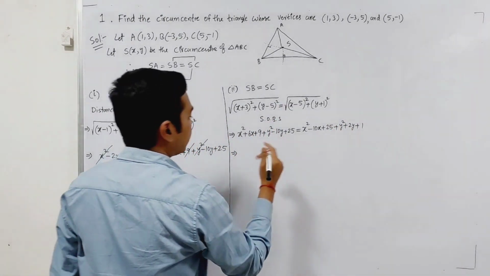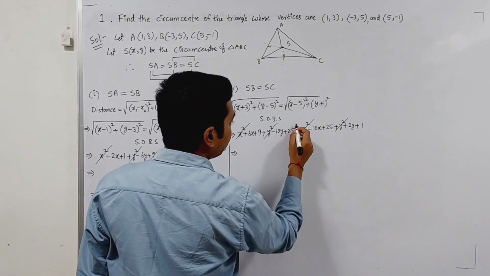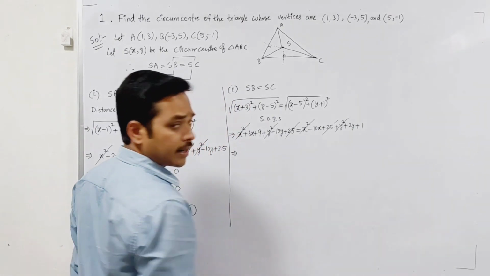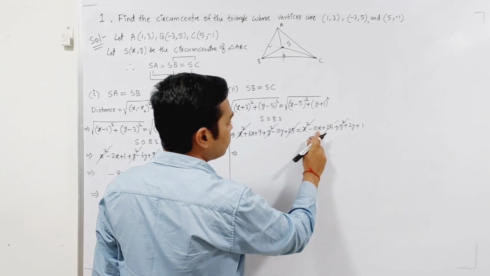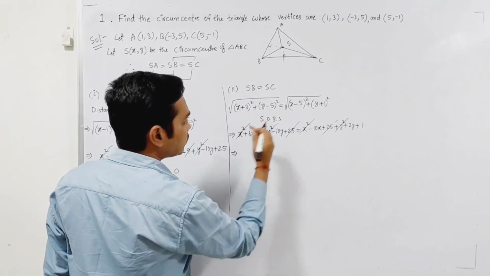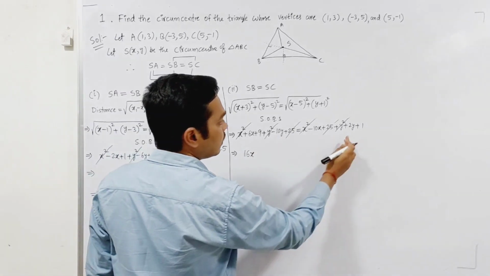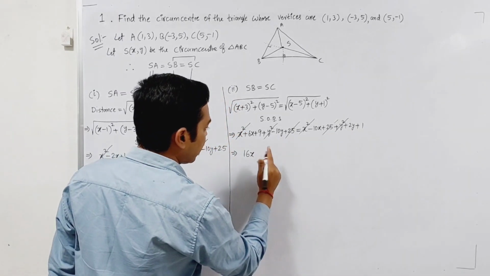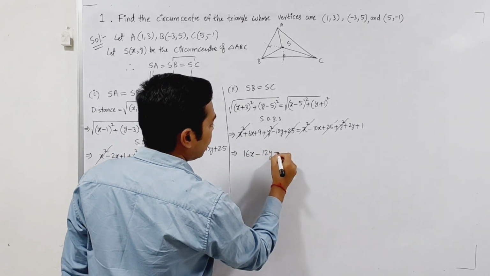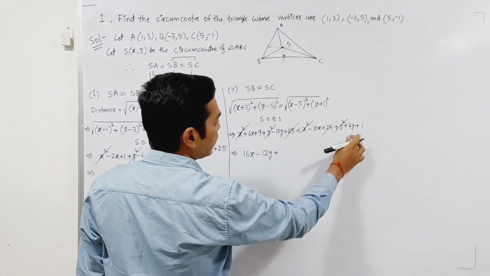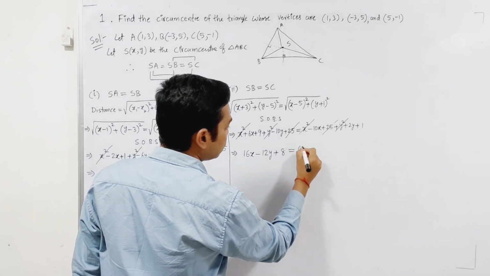From left side and right side, x square terms get cancelled, y square terms also get cancelled. Here plus 25 also gets cancelled. What are the remaining terms? Here 6x, here minus 10x. Minus 10x take to the left side: 6x + 10x is equal to 16x. Here minus 10y, here plus 2y. Plus 2y take to the left side, minus 2y. Minus 10y minus 2y is minus 12y. And remaining terms here 9, here plus 1, take to the left side, minus 1. 9 minus 1, we get plus 8 equal to 0.